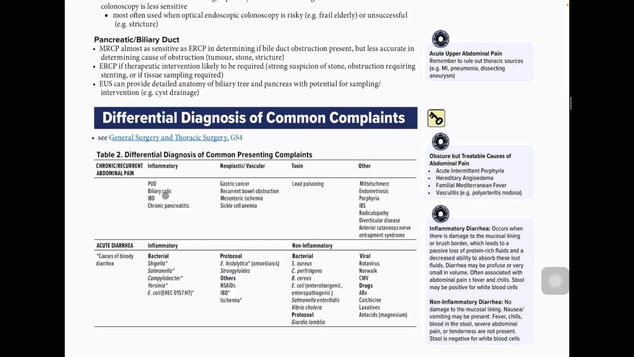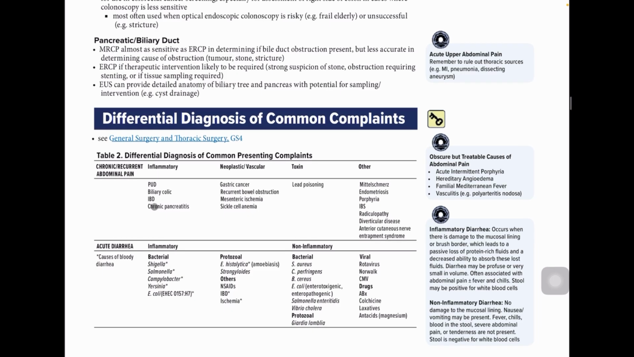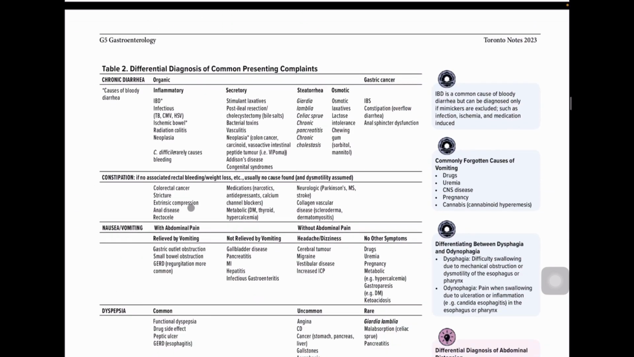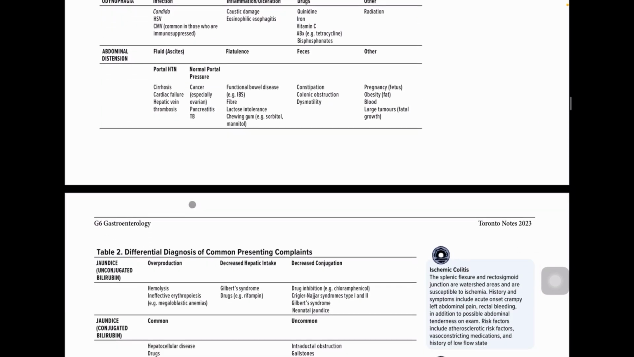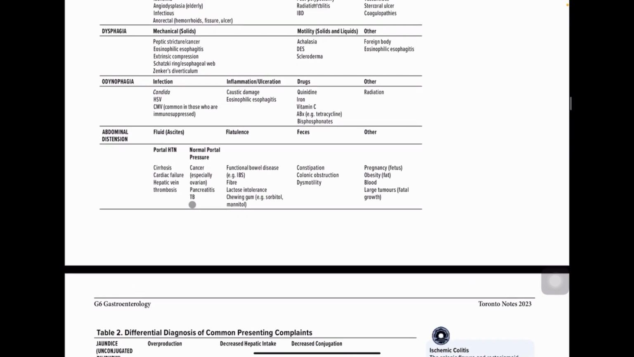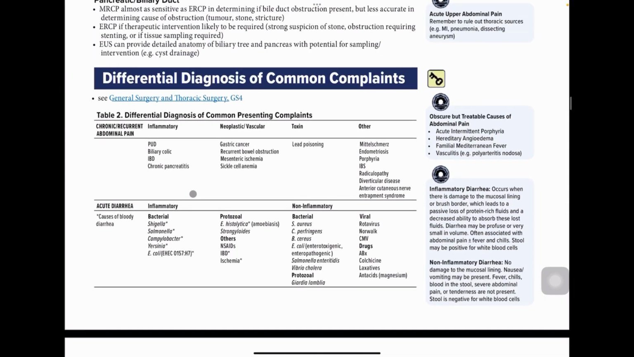Biliary colic is something where the pain is aggravated in the right upper quadrant. It's mostly at night time after dinner. IBD would have diarrhea, constipation type symptoms, but it would change with meals. Chronic pancreatitis is something where a patient will have epigastric pain, which may radiate to the back as well. Okay, so this is basically, I would say, abdominal pain. So you can differentiate it.